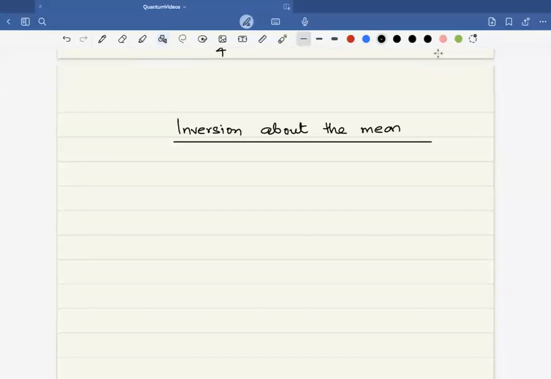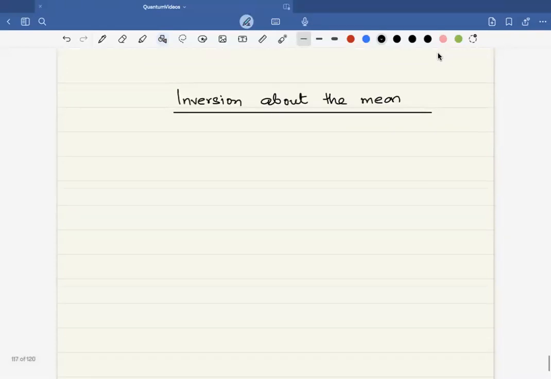Hi, in this video, we'll talk about a slightly different way of looking at Grover's search. It's called inversion about the mean. Now, we have looked at Grover's search as a sort of rotation in a two-dimensional space, where each iteration of the Grover search, the Grover operator, actually rotates the vector by an angle theta towards the solution space. Now, this is a slightly different way.